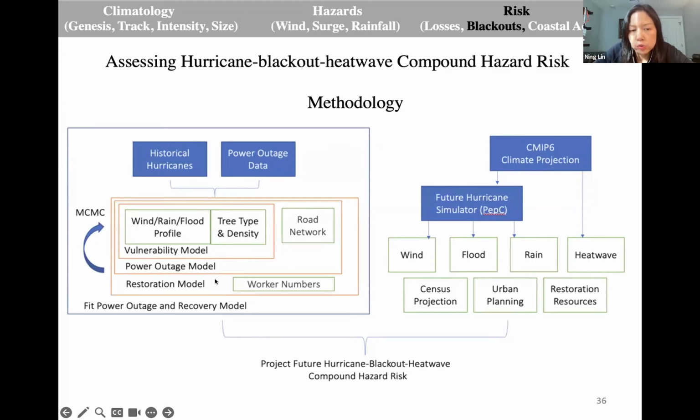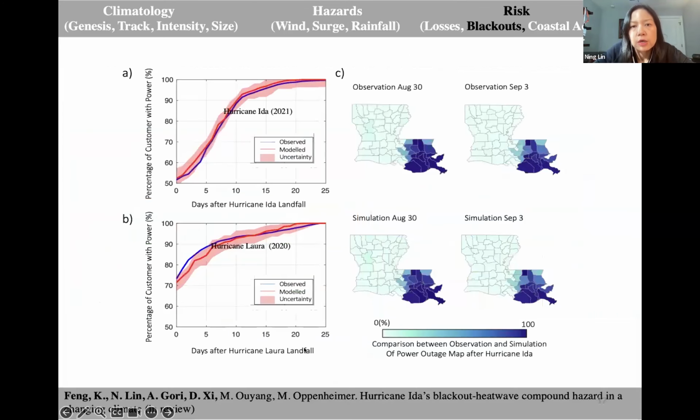We also model restoration based on the priority guidelines of restoring priorities, restoring the damaged system components, and then we can quantify, say, what is the likelihood of getting this heat wave without power for some time for residents in a particular location. So we applied it first to Houston, but here we showed it for Louisiana.